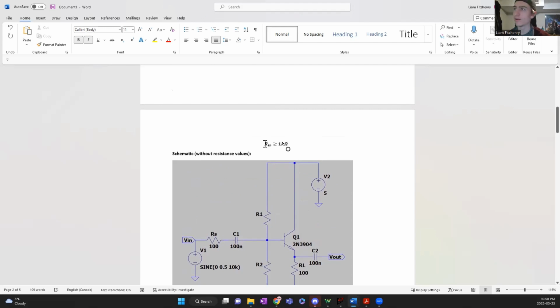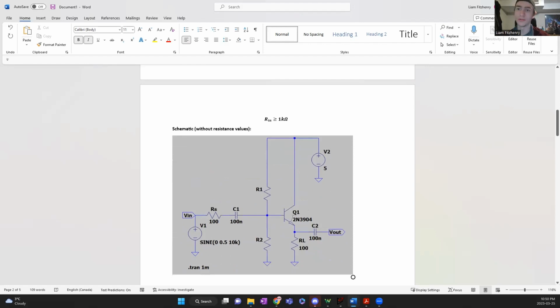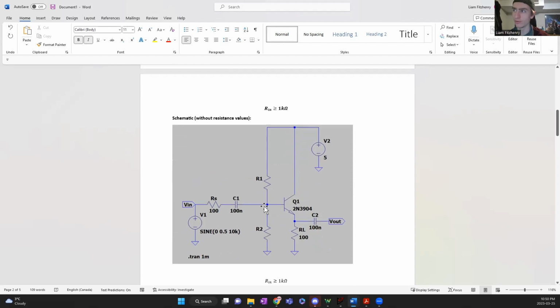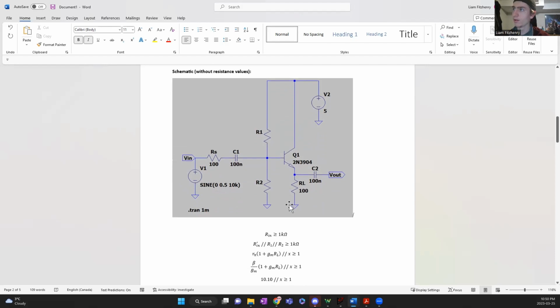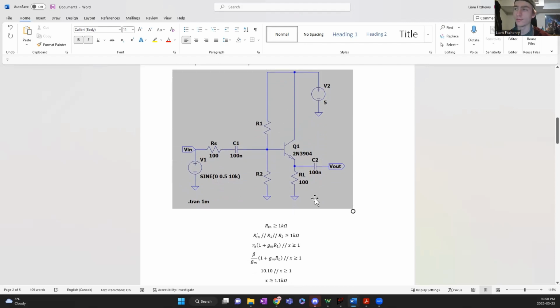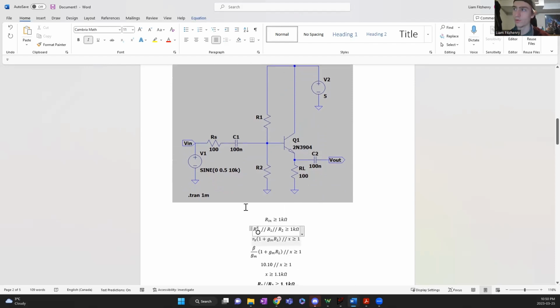So when I set up here that Rin has to be greater than or equal to 1 kilo ohm, that's not just the input resistance of the transistor. That's the input resistance as seen by the source. So you also have to include these two resistors in that calculation. When we simplify that, it turns out R1, R2, and the input resistance of this transistor, which I'm going to call Rin prime, are in parallel. So the overall Rin, which is these three values in parallel, will be greater than or equal to 1K.